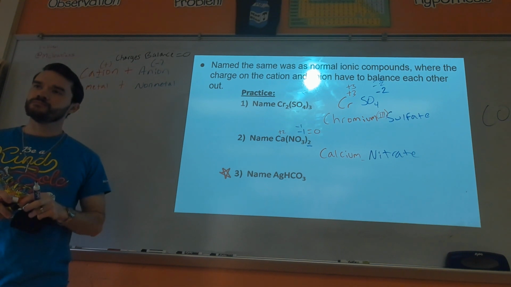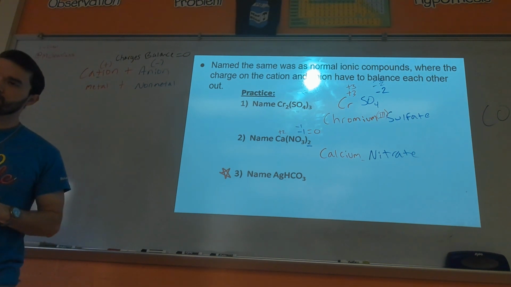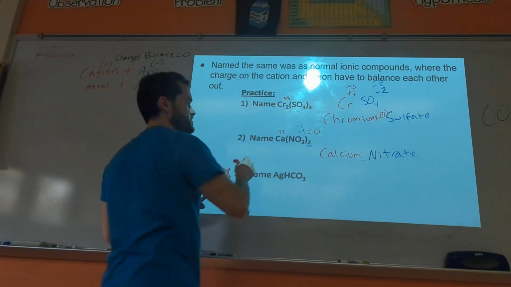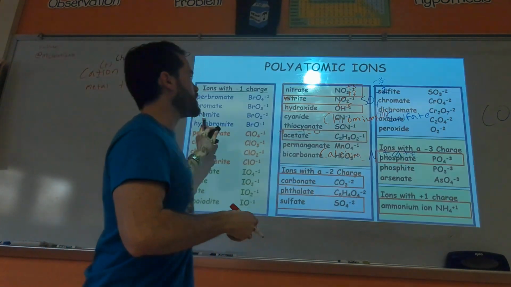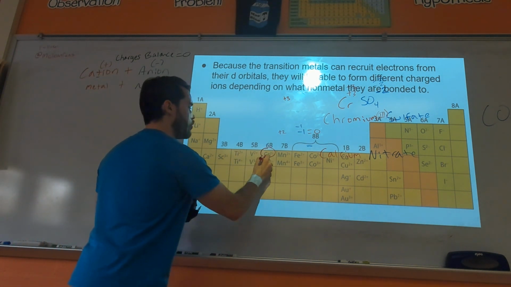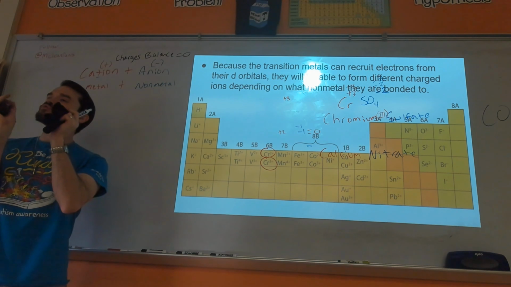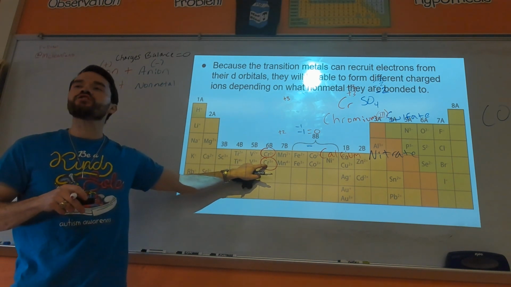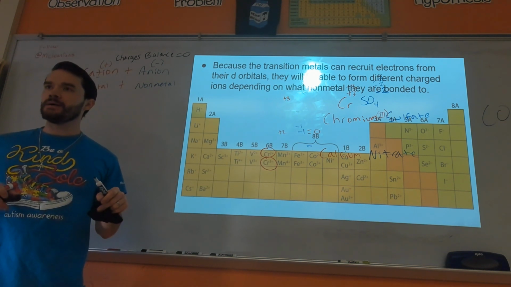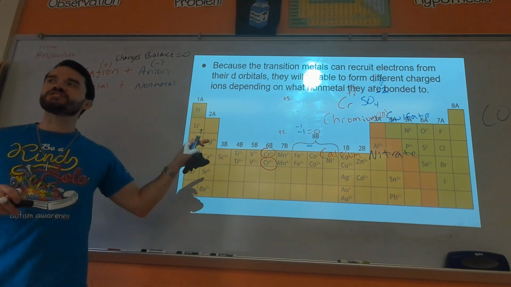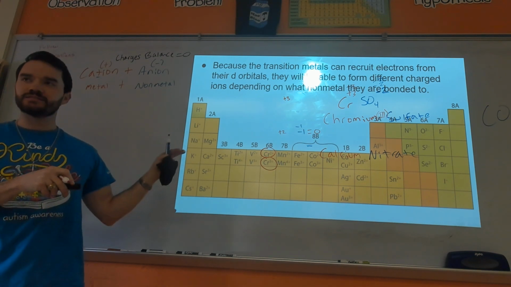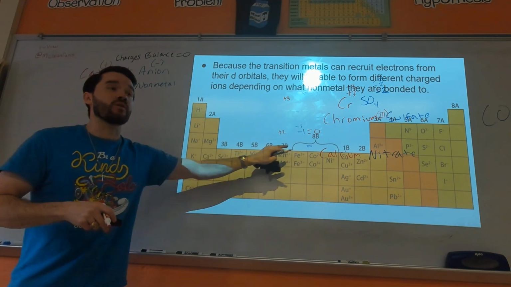The Roman numeral 3 is because chromium has a +3 charge. So let me go back to this slide here. Chromium could either be a +2 charge or a +3 charge. So we put the Roman numeral 3 to specify that we made chromium sulfate with a +3 ion, not the +2 ion version. Okay? This is where things start getting a little confusing. Transition metals, they can form different ions. Okay? You don't need to memorize these.